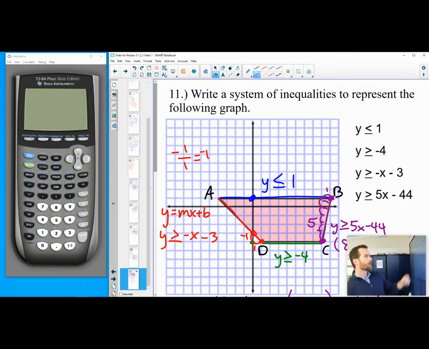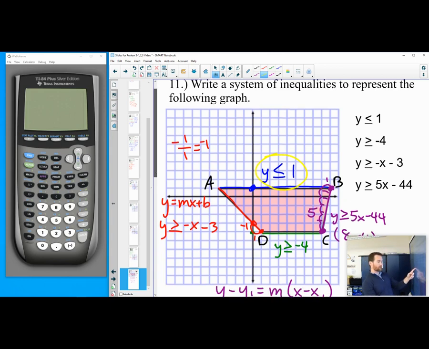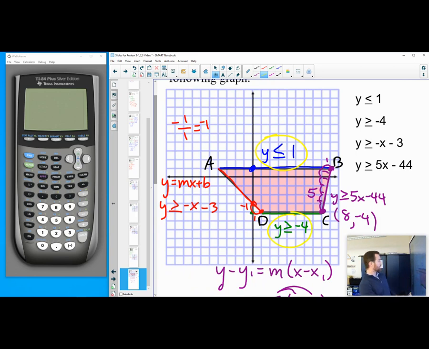Let's check the answer. So we've got, I guess we'll do this in yellow. I'm running out of colors here. y is less than or equal to 1. That one's good. y is greater than or equal to negative 4. This one's good. Greater than or equal to negative x minus 3. Good. And greater than or equal to 5x minus 44. Excellent. So there you go.